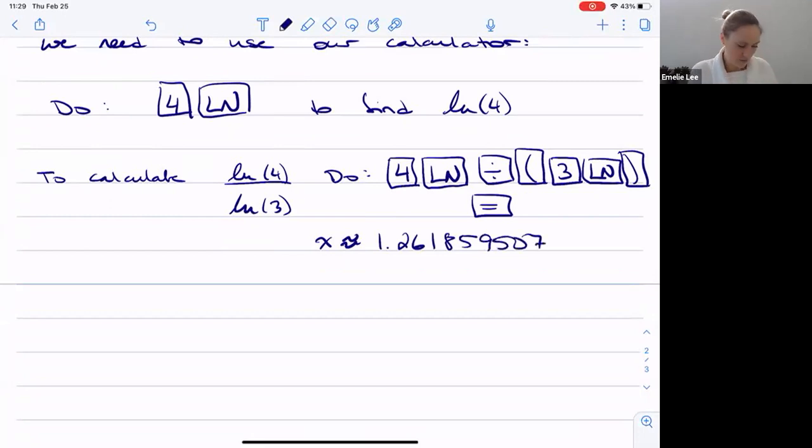1.261859507, only because I have it here. Okay, so make sure that that's what you get when you do this calculation on your calculator, whatever version you have. Oh yeah, so you can find log 4 and log 3, store each of those, and then do recall 1 over recall 2. That's totally fine.